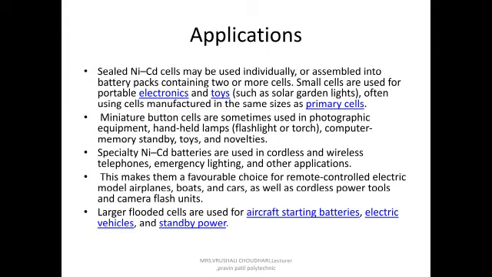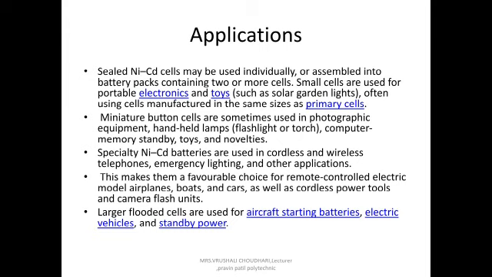Applications of the nickel cadmium cell. It can be used as a single cathode and anode, or it can be used as a pack of cathodes and anodes where two or more cells are connected. These are mostly used for portable electronics and toys such as solar garden lights, which is approximately the same size as the primary cell or dry cell.